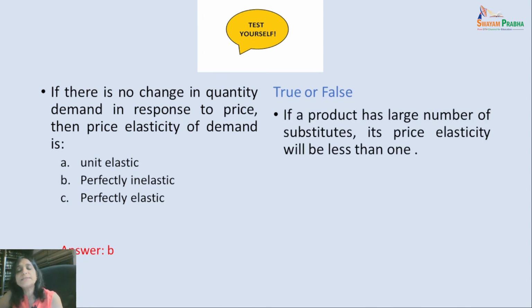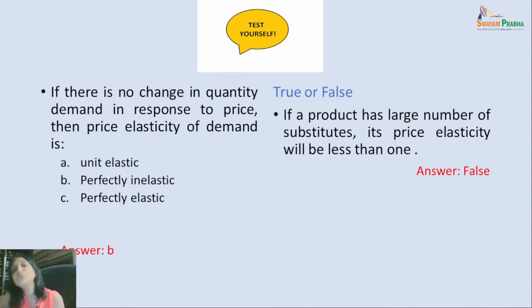If a product has a large number of substitutes, its price elasticity will be less than 1. This is based on your determinants of elasticity of demand. If the number of substitutes available is more, your elasticity would be less than 1. Is it true or is it false? What happens when more substitutes are there? More substitutes means more options available. More options means you will be able to easily shift from one to another. So elasticity should be greater than 1. So the answer is false.